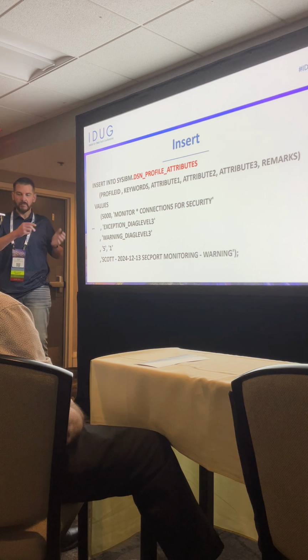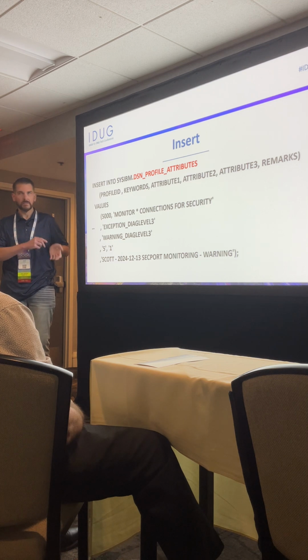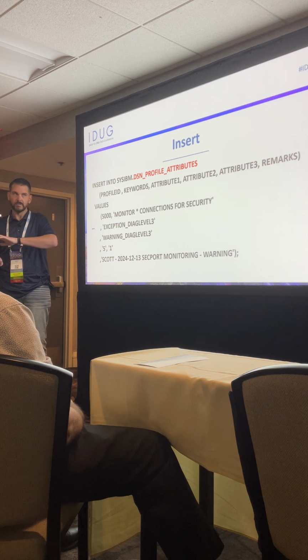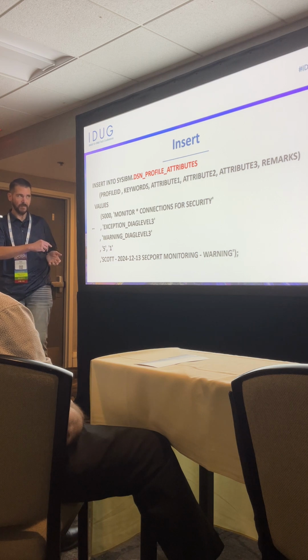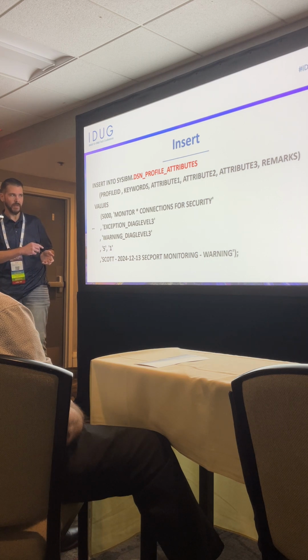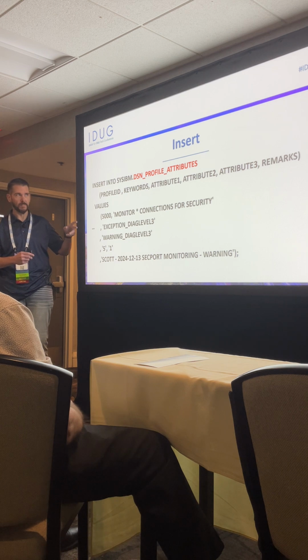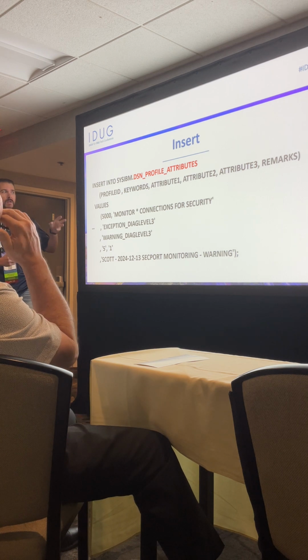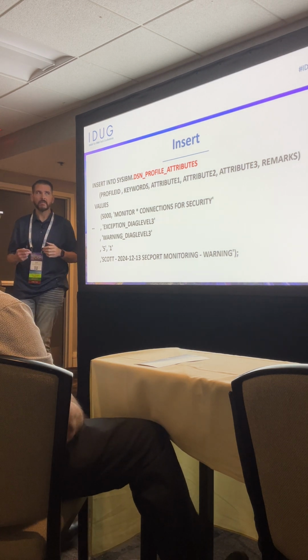All right, so you got the main profile created. Here's the flip side of it. Here's the attributes that go with that profile. So I've got an example for you there. This is where you choose your attribute 1, 2, and 3 to fully define that profile.